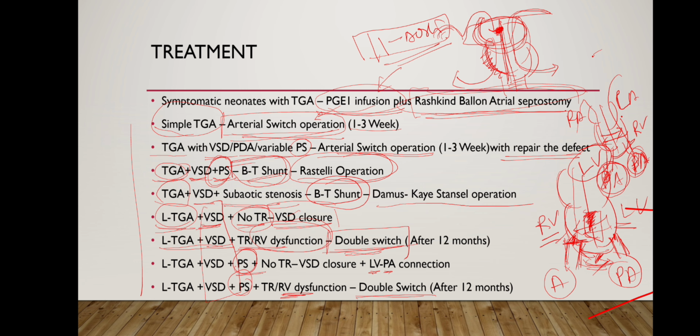You do not have to remember all these things, but we have to know the basic pathology. If TGA is simple, without any VSD, then we have to do only the atrial switch operation. If there is a VSD with PS, then we have to do the Rastelli operation. So this is enough for TGA.